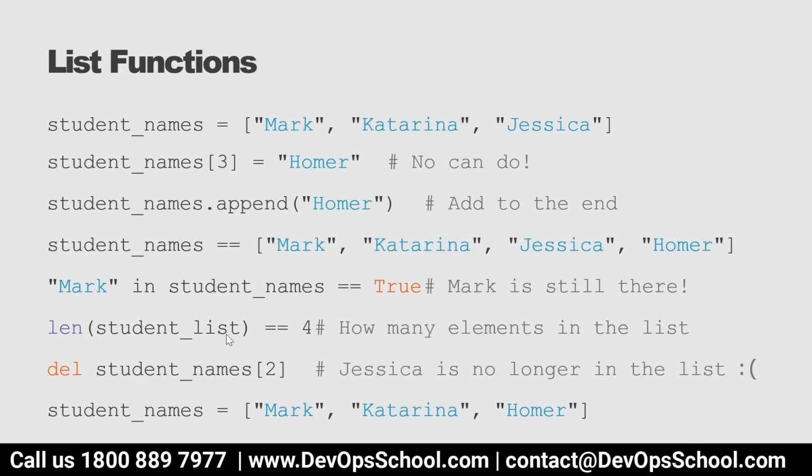So now here you have student names with four elements. Now, if you want to check whether some element is there in the student list or not, you say mark in student name list, and it's equal to true. If it is Mark 1, it will be false. That way you can check whether some element exists in the list or not.